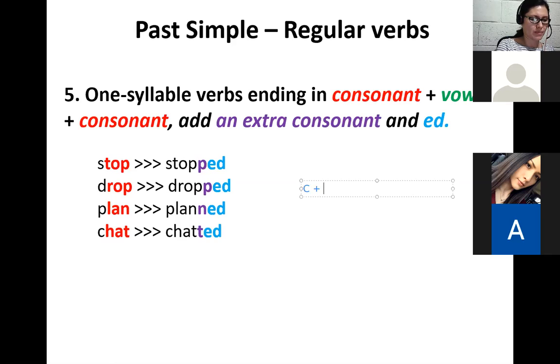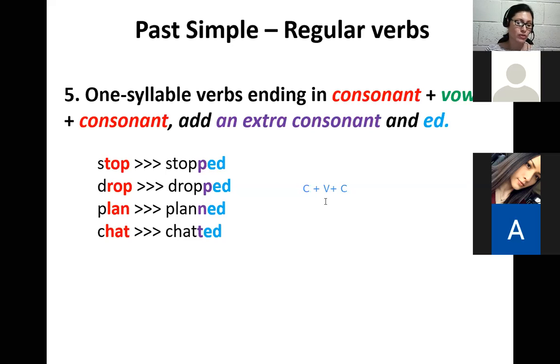Consonant, vowel, consonant, okay? Cuando yo tengo esta fórmula, consonant plus vowel plus consonant, all what I have to do is to duplicate the last consonant and then I add ED, right? So don't forget that, okay? The first example is stop. Stop, stopped, right? Drop, dropped, plan, planned, chat, chatted, right? So we have to be careful, no solo dejarlo así, ¿verdad? Y agregar ED. We have to duplicate the last consonant and then we add ED to the verb, okay?